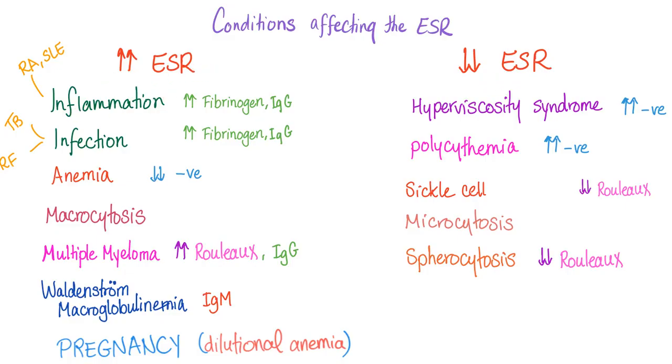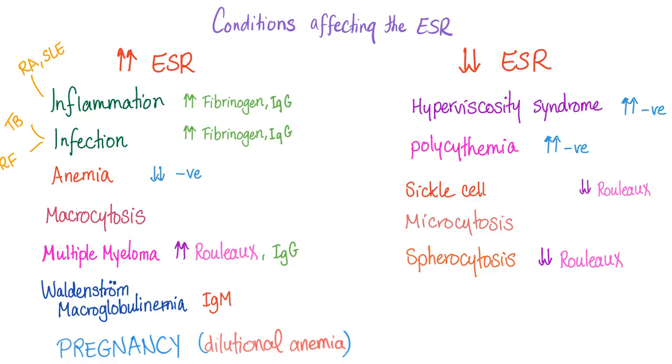Increase ESR, you have inflammation, infection. Why? Increase fibrinogen and IgG. Same reason. So inflammation includes lupus, rheumatoid arthritis. Infection includes something like TB. How about anemia? Yes, because in anemia you have fewer red blood cells, so you have less negative charges on the surface of the red blood cells. You will have less repulsion force.